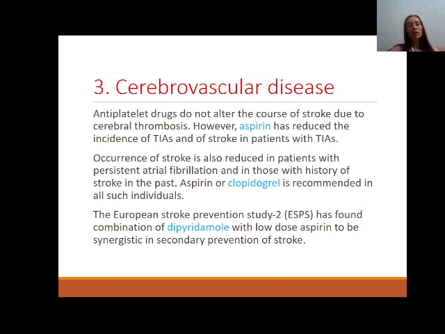Next is cerebrovascular disease. It means that in case of stroke, aspirin can be used. Once more, in transient ischemic attack it can be aspirin or clopidogrel, and sometimes dipyridamole, but dipyridamole should be used only with low-dose aspirin.